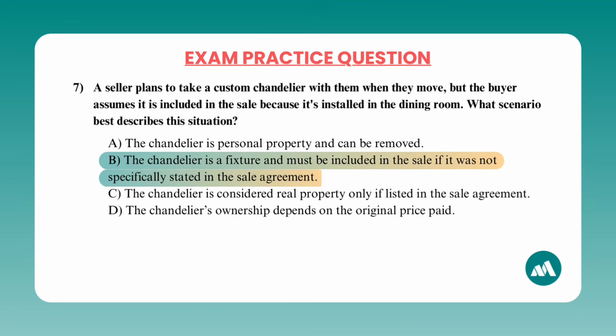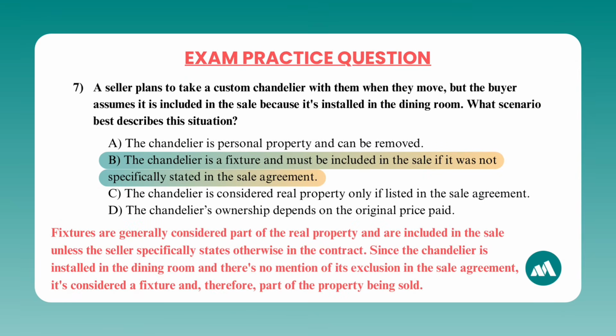And the answer is B. The chandelier is a fixture and must be included in the sale if it was not specifically stated in the sale agreement. Fixtures are generally considered part of the real property and are included in the sale unless the seller specifically states otherwise in the contract.